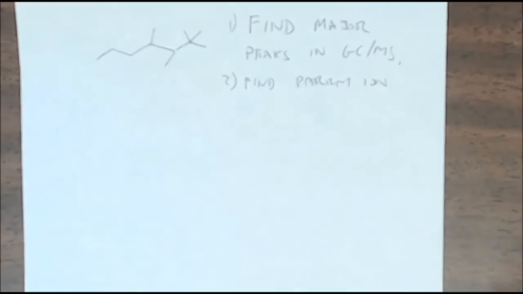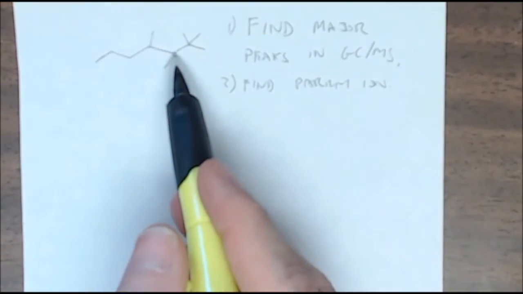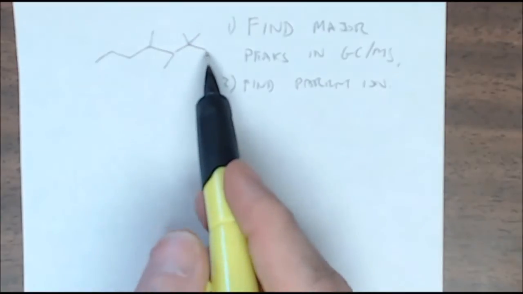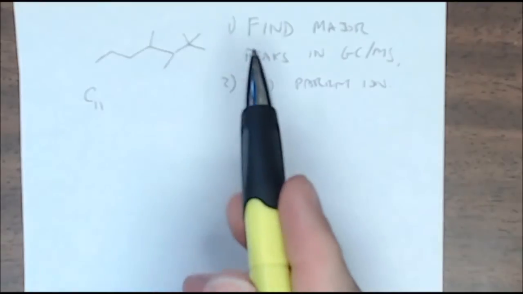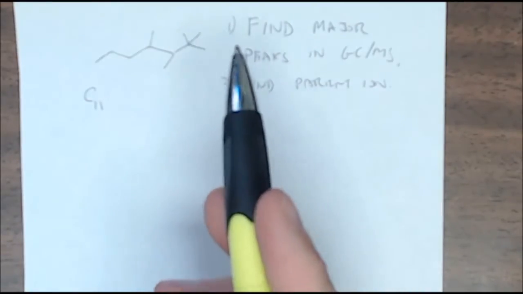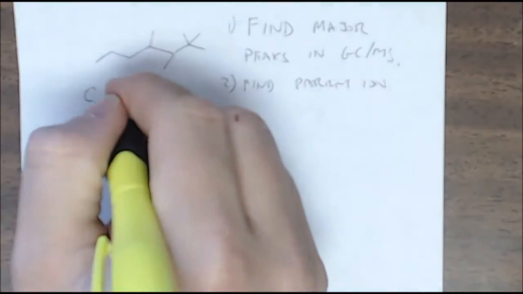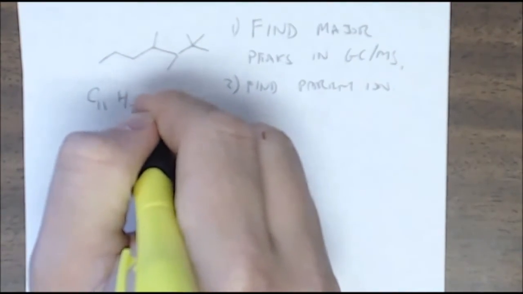All right, so we're going to start, and the first thing that we're going to do is solve what the actual parent ion is going to be. And the way to do that is to find the molecular formula. So let's count the number of carbons. 1, 2, 3, 4, 5, 6, 7, 8, 9, 10, 11. So this is C11, okay? There are no double bonds or rings here, so we know that it's going to be 2n plus 2 as far as number of hydrogens go. So twice 11, which is 22, plus 2, it's going to be 24.